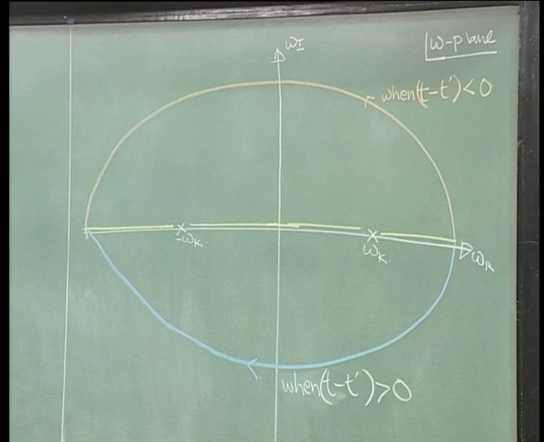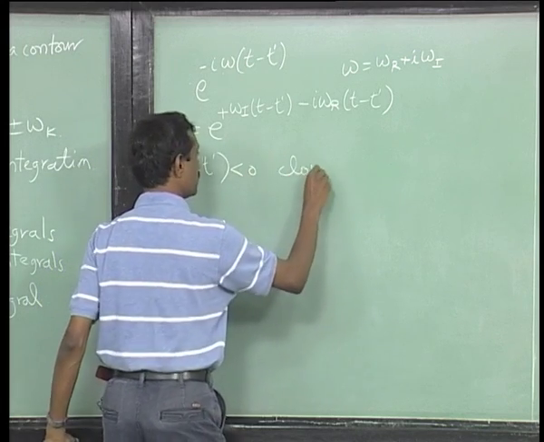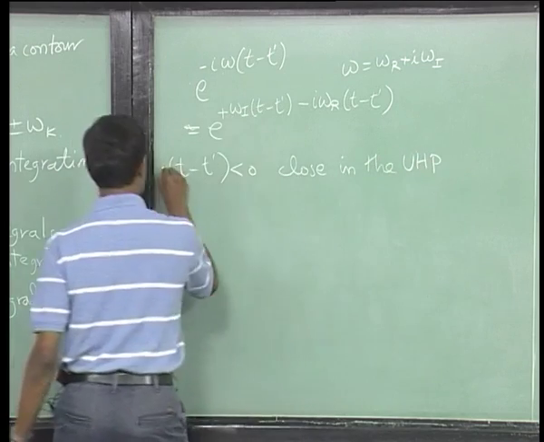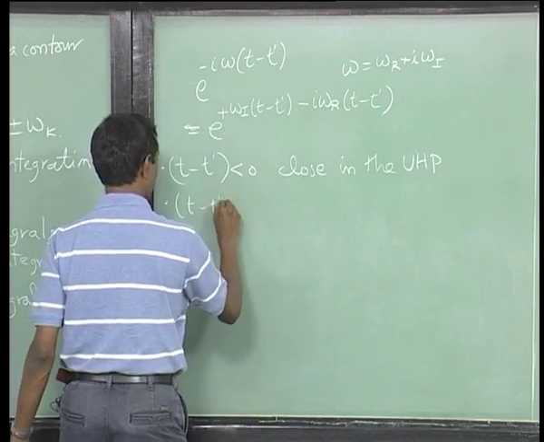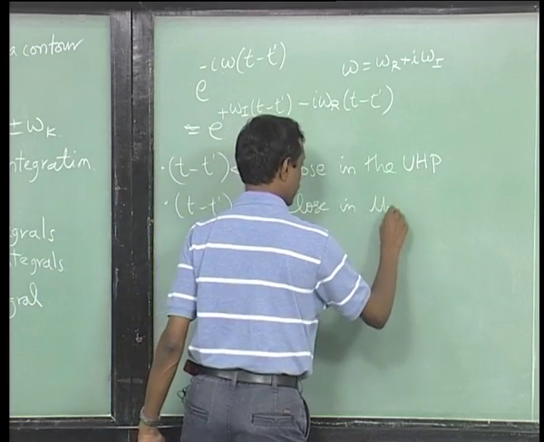Okay. So, this gives you a unique prescription. It says t minus t prime less than 0, close in the upper half plane, and if t minus t prime is greater than 0, close in the lower half plane.